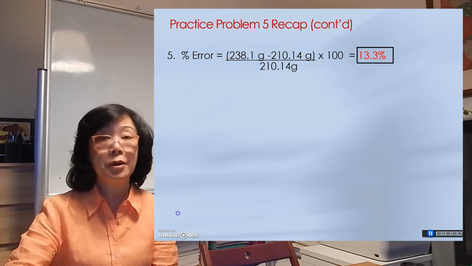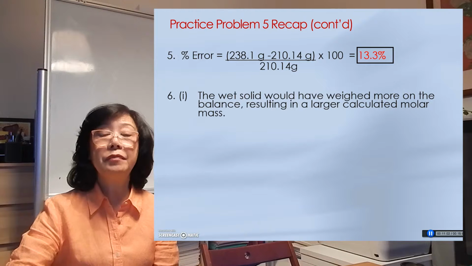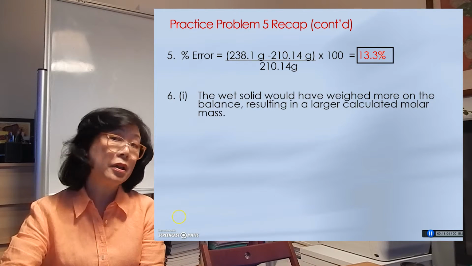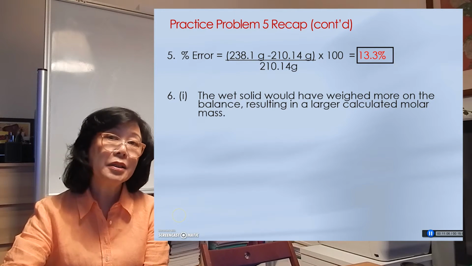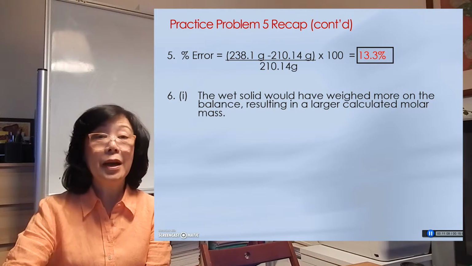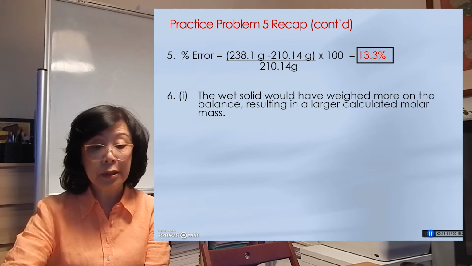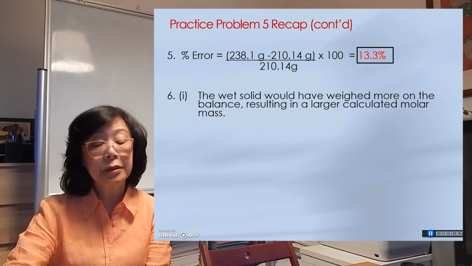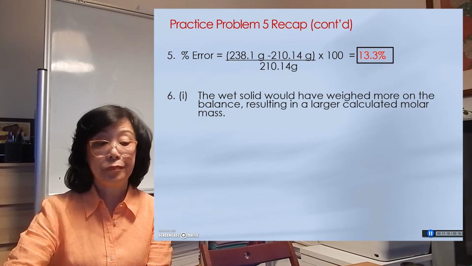Let's look at a couple of possibilities. One, if the solid was wet to begin with and not completely dry, when we mass it, it would tend to be a greater mass, and therefore it will result in a calculated larger molar mass.